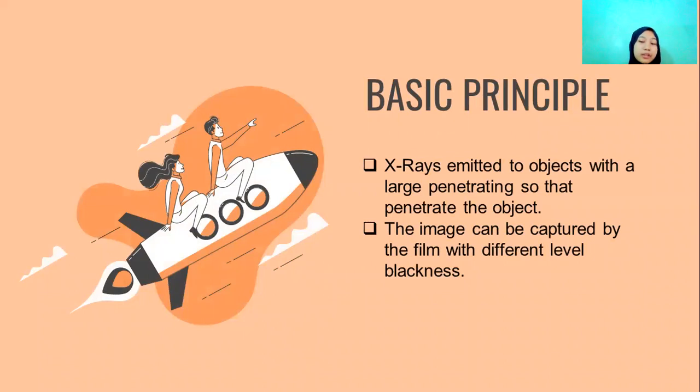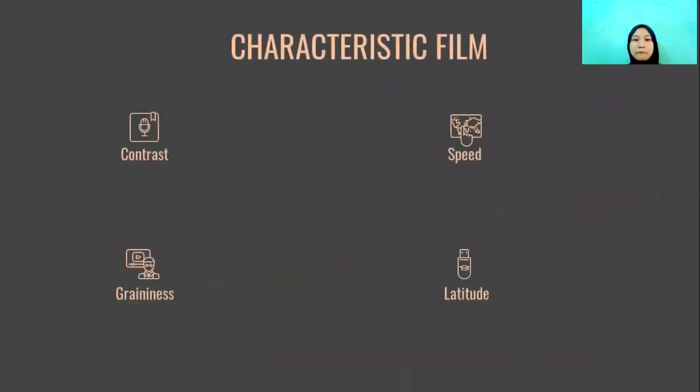The next one is the basic principle of X-ray film. First, X-rays are emitted to the object with a large penetrating power so that they penetrate the object. So the image can be captured by the film with different levels of blackness. X-ray film has four characteristics. The first characteristic is contrast. Contrast is the ability of the film to respond to different exposures, which results in different blackness. It is affected by the size and sensitivity of the silver halide crystals.